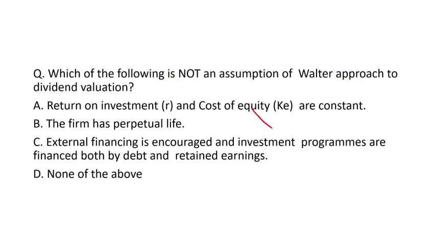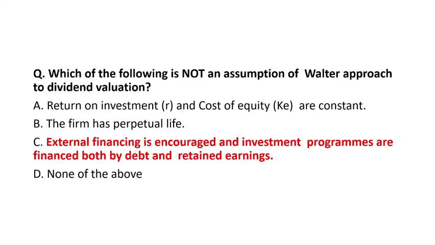So first one will not be there. R and K are constant, then firm has perpetual life, this is also correct. None of the above is not right, because the right answer is option number C. External financing is not encouraged, and the word not is not mentioned here, so that's why this statement is incorrect. They say this model is based on internal financing through retained earnings only. But here debt and retained earning are mentioned, so the statement is incorrect. Option number C is the right answer. This statement is totally incorrect.